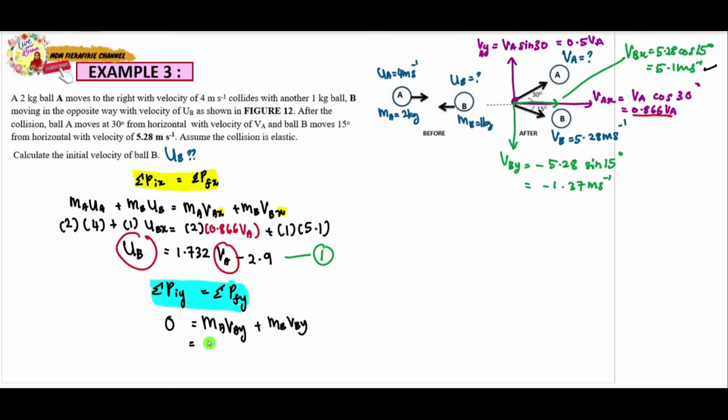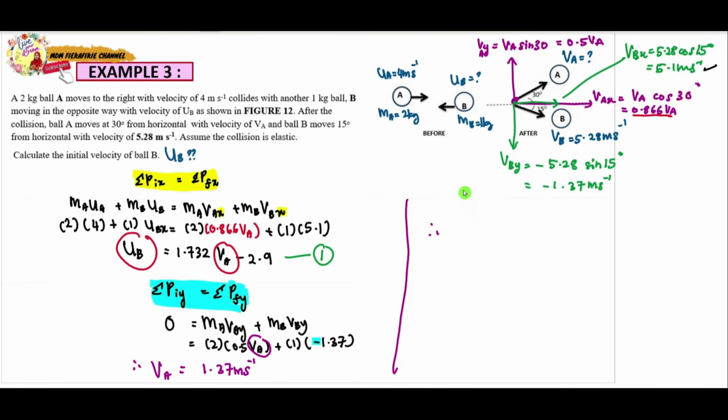So let's substitute all the values. So mass of A and VAY kita dah kira tadi 0.5 VA plus MB is 1 kg, VBY kita dah kira negatif. Negatif jangan tertinggal ya. Okay, so negatif. So now from here, okay, look at here, we just have one unknown here, VA. So means that we can finally find VA first. So the answer is 1.37. Tapi soalan bukan suruh cari VA. Soalan minta kita cari initial velocity of ball B, UB.